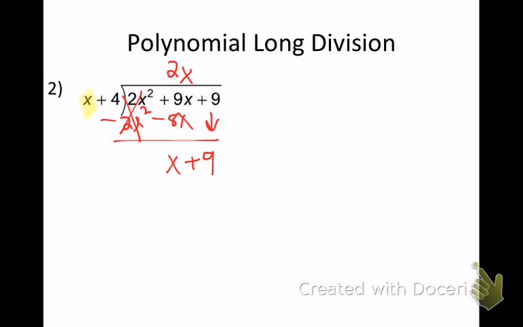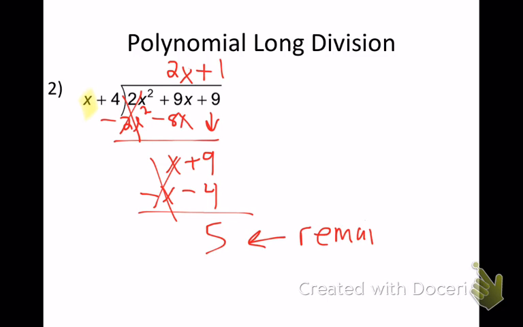Now I'm bringing them down. Now I'm going to divide again. How many times is x going to x? One time. I multiply back. So I get x and a 4. Then I change signs, so I'm going to subtract. So what's 9 minus 4? Can x go into 5 at all? No, so that's going to be my remainder. Okay, so I'm going to say plus 5 over x plus 4.